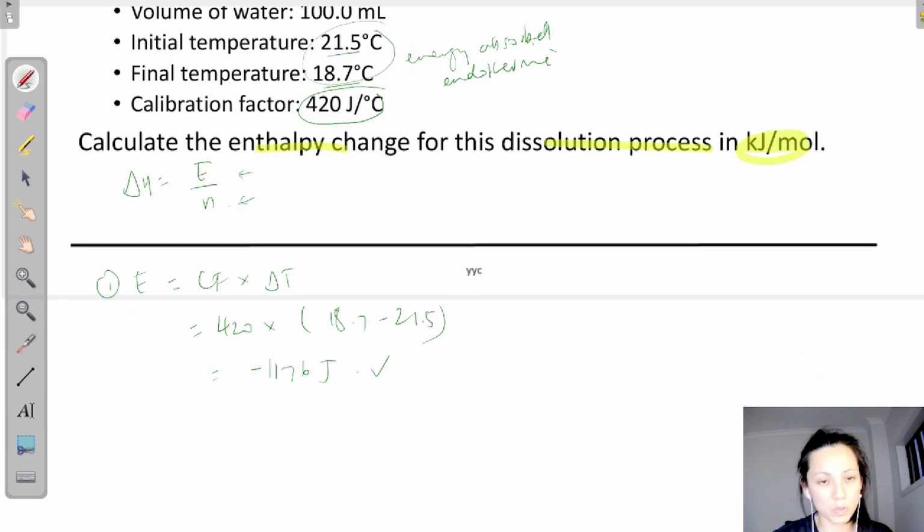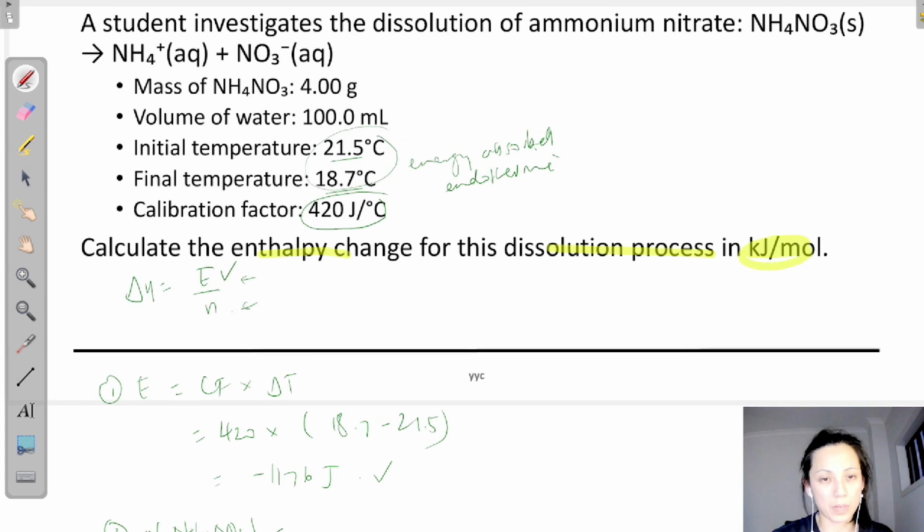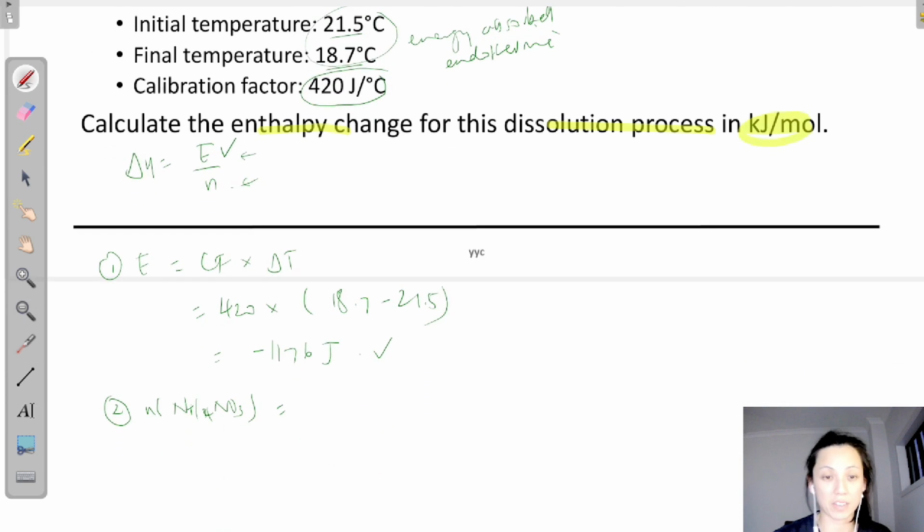The next thing I'm going to do is, now I've got energy, figure out the number of mole. So let's do 2. Number of mole of my ammonium nitrate. Now, how do I know the number of mole of ammonium nitrate? Luckily for us, I've got the mass of ammonium nitrate that was used. So let's use that to calculate mole. When I do that conversion, I know that that was 0.05 mole. So if I use 0.05 mole, I had to absorb 1,176 joules of energy. Cool, now I can use that information to calculate delta H because I've got both mole and energy.